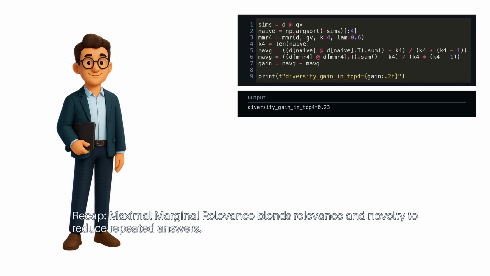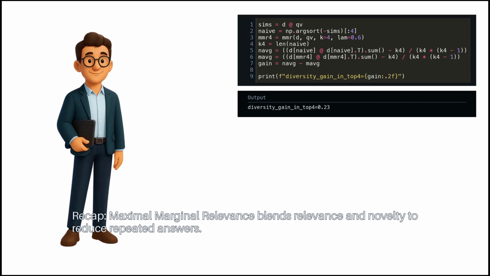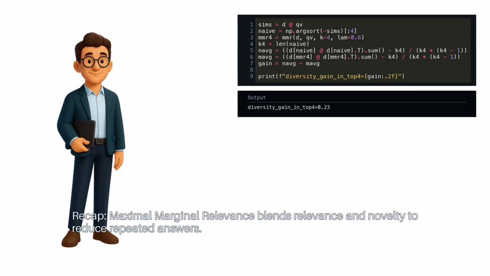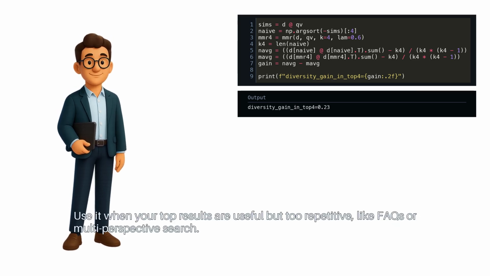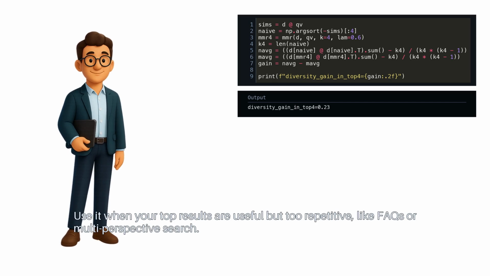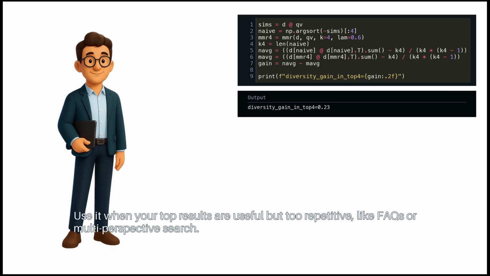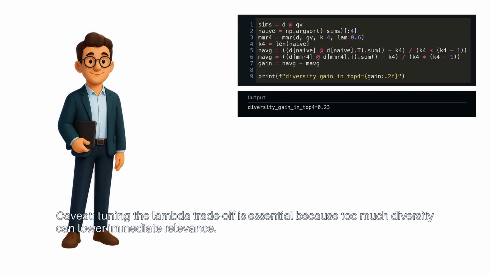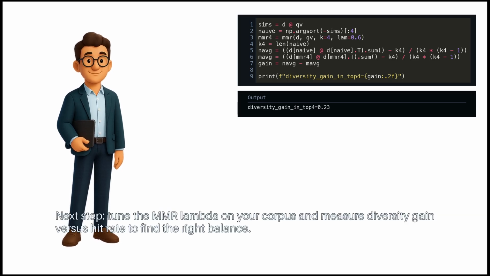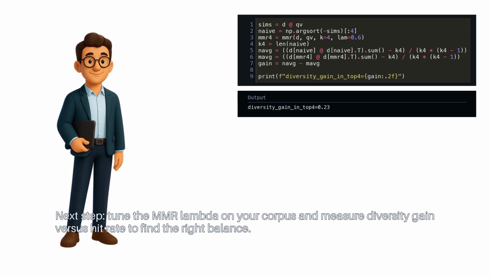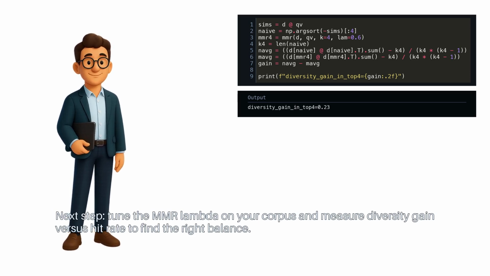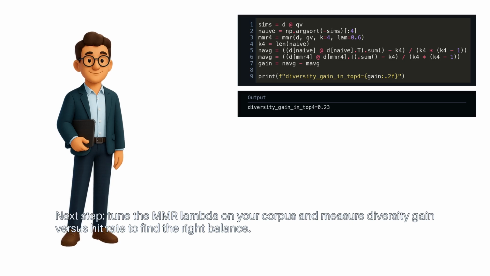Recap: Maximal Marginal Relevance blends relevance and novelty to reduce repeated answers. Use it when your top results are useful but too repetitive, like FAQs or multi-perspective search. Caveat: tuning the lambda trade-off is essential because too much diversity can lower immediate relevance. Next step: tune the MMR lambda on your corpus and measure diversity gain versus hit rate to find the right balance.